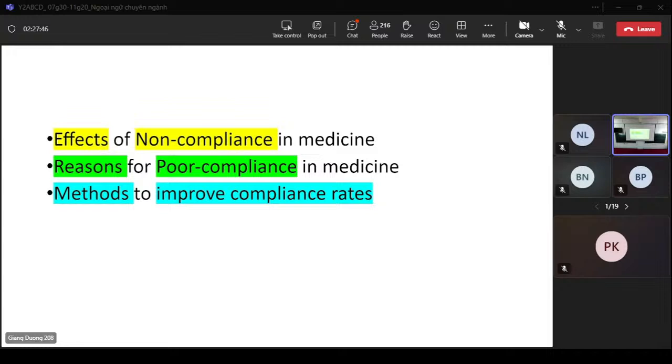Okay, now please share your opinion about the facts, the reasons, and the methods. Somebody volunteer?